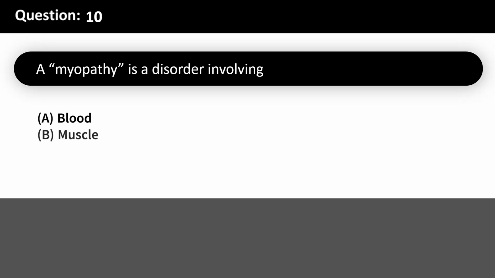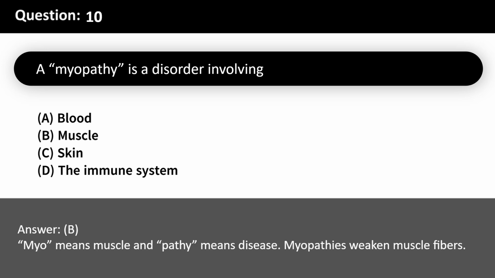A myopathy is a disorder involving: A. Blood. B. Muscle. C. Skin. D. The immune system. Answer, B. Myo means muscle and pathy means disease.